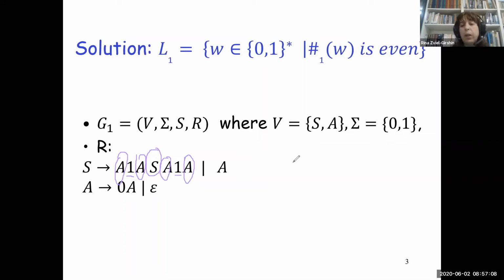An additional grammar that can be used here is with S and A, where A will be the same: it will derive only zeros or epsilon. I can have A1 and I can go to some variable B after the first one.